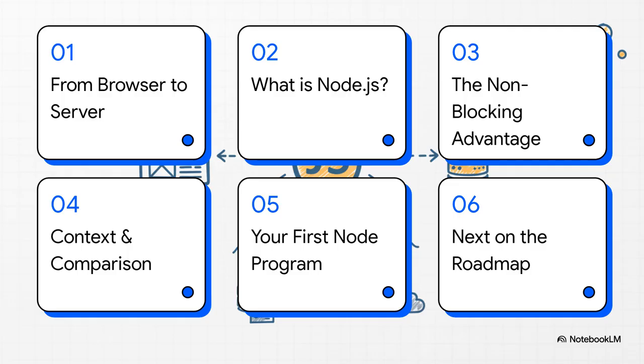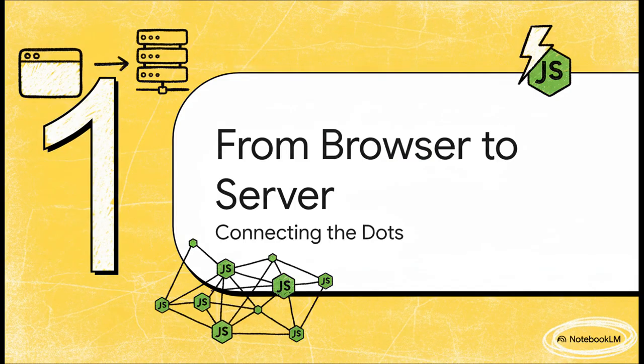We'll start by connecting Node.js to what you already know about JavaScript. Then we'll nail down exactly what it is and talk about its secret weapon, the non-blocking model. After that, we'll get a little context, run our very first program, and then we'll peek at what's coming up next on the roadmap. Okay, first things first.